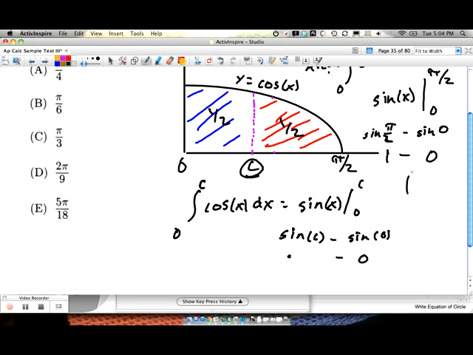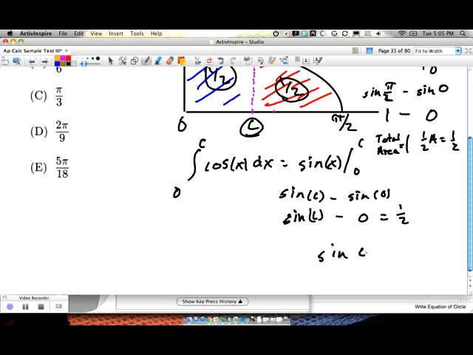Not just half of the total area, but if the total area equals 1, then half the area equals half. That was even easier. So we need to make that equal half and that equal half. So sine of c minus 0 has to equal 1/2. In other words, sine of c equals 1/2. What I'm trying to figure out is at what angle c does the function sine equal 1/2.